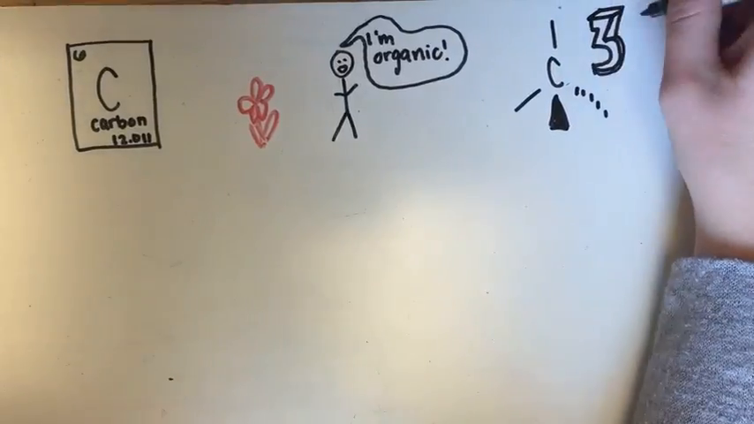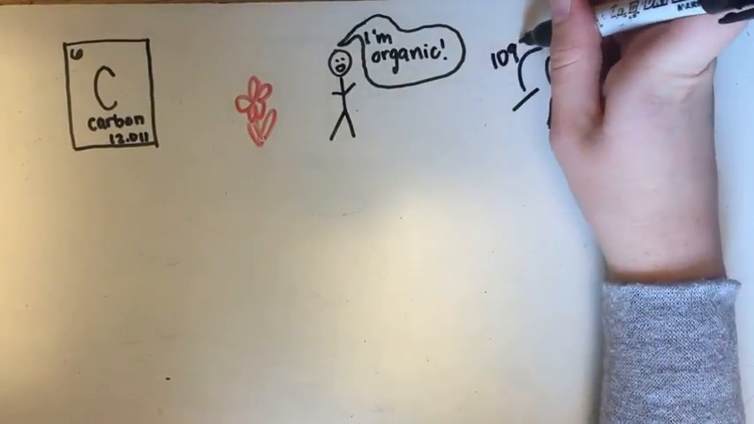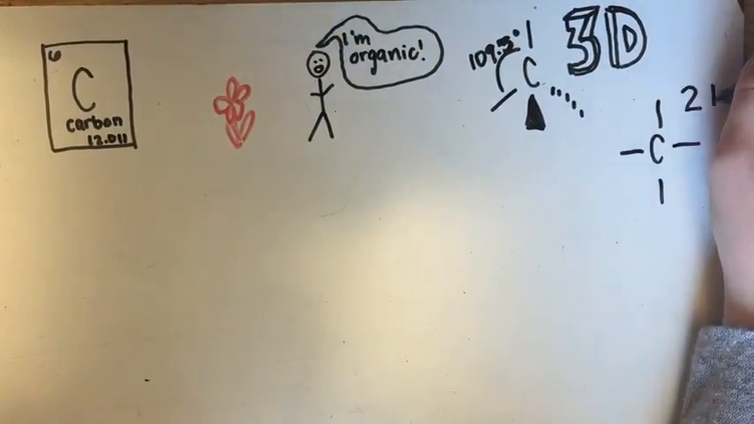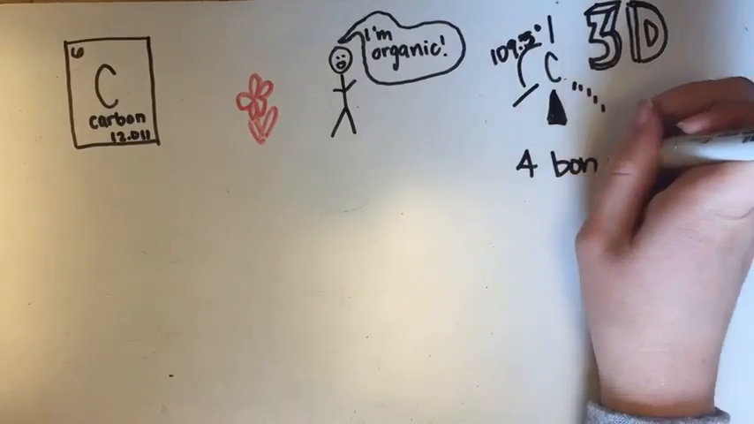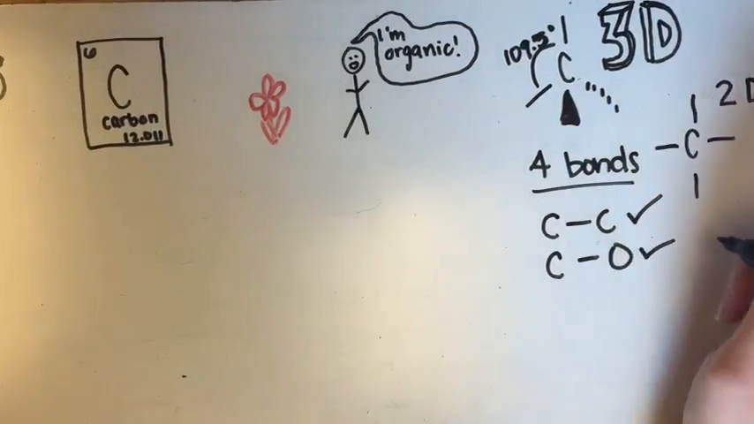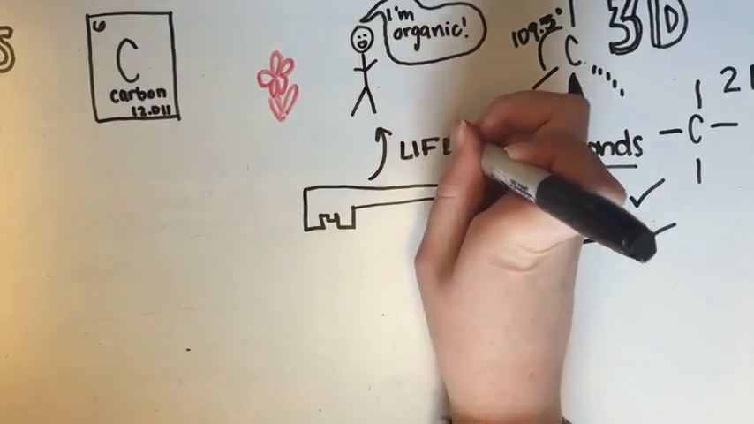If you look at the 3D structure of carbon, from every way you look at it, the angle between the bonds is 109.5 degrees. The 2D structure of carbon looks like a cross. It has 4 bonds. Carbon is cool because it can bind to itself and to oxygen. Carbon is the key to life.